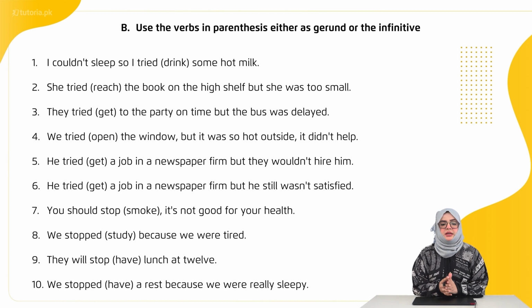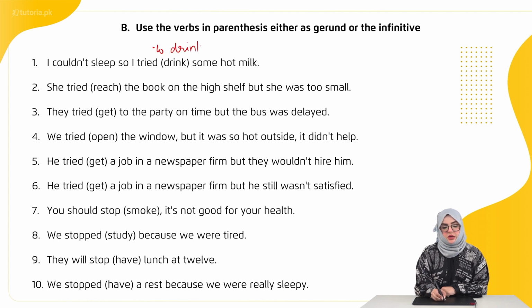So the next exercise is use the verbs in parentheses either as gerund or the infinitive. It's your choice. Infinitive, what is it? To plus base form of verb. So you can use either of them. So first one is I couldn't sleep so I tried to drink some hot milk. I tried. We can go for to drink. You can write drinking also. It will be right.